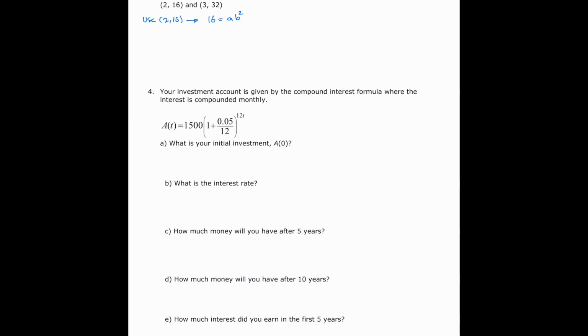And then we can solve for a from here. So let's solve for a. I will divide both sides by b squared. That will lead to a equals 16 over b squared. I'm going to name this number 1. Then I will use the second point.